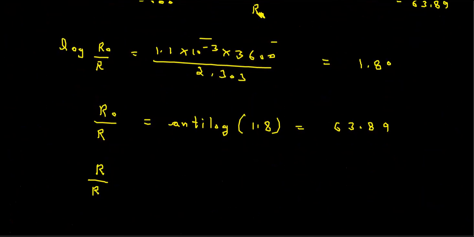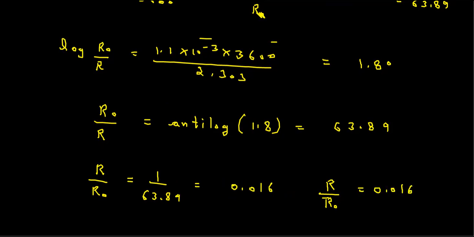R upon R naught, what fraction will be left? So you will get 1 upon 63.89, and if you divide it, you will get approximately 0.016. So this is the answer to what they were asking, what is remaining to the initial: it is equal to 0.016. This is how we have to find out the ratio.